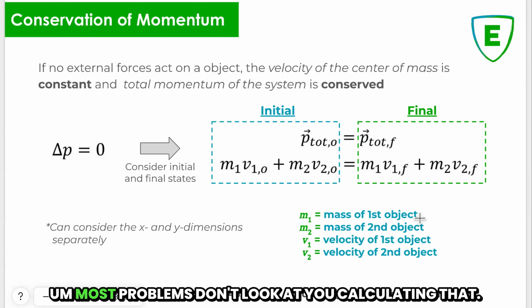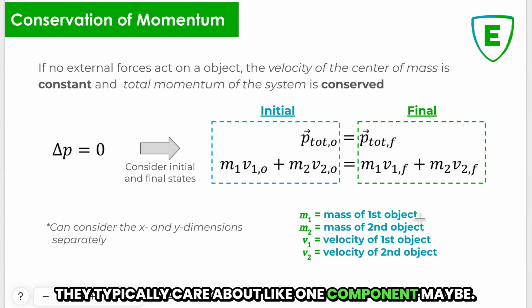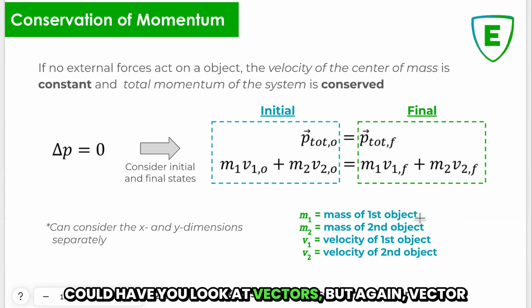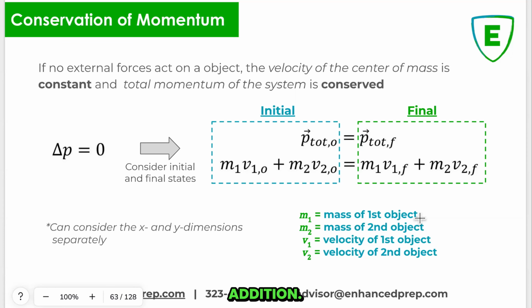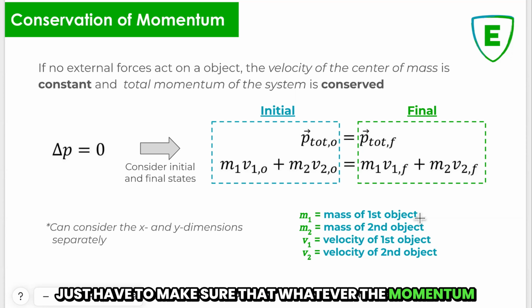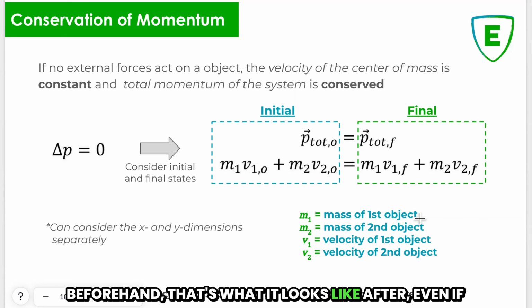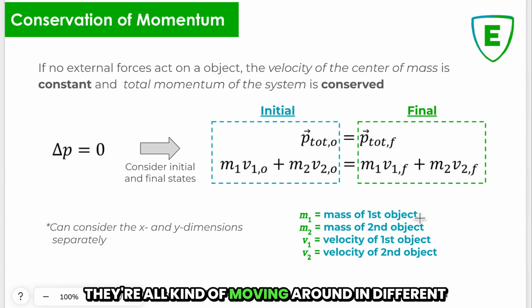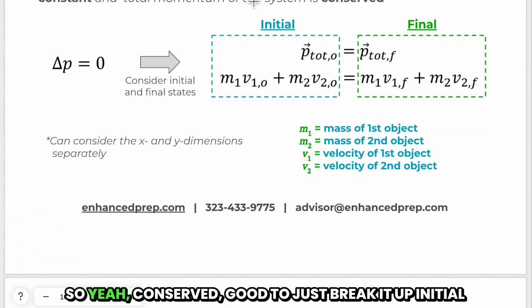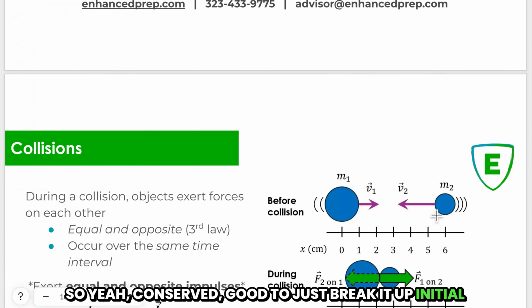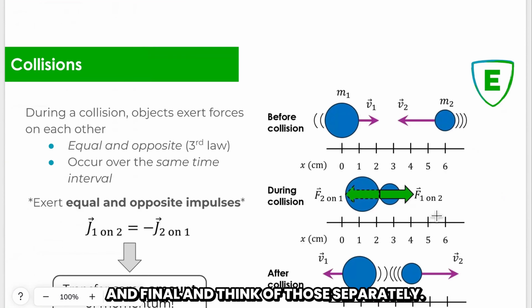Most problems don't have you calculating that. They typically care about maybe one component. They could have you look at vectors, but again, with vector addition, you just have to make sure that whatever the total momentum vector looks like beforehand, that's what it looks like after, even if they're all moving around in different directions. But yes, it's conserved, so it's good to break it up into initial and final, and think of those separately.